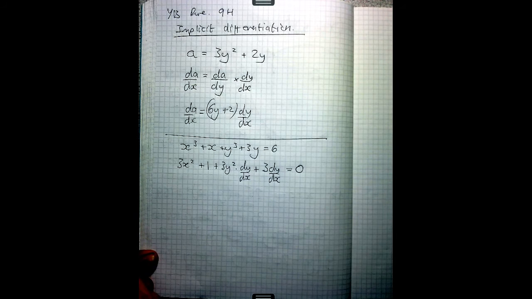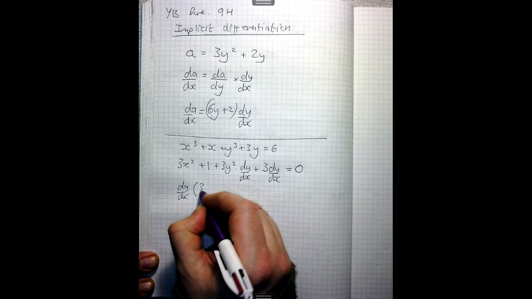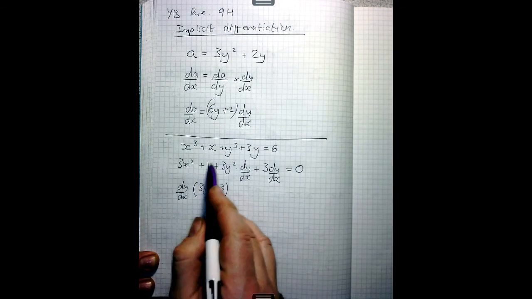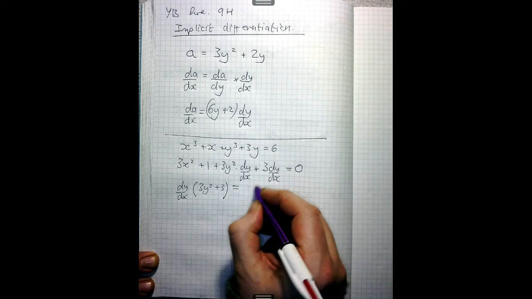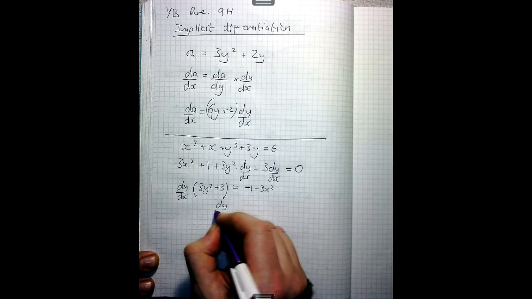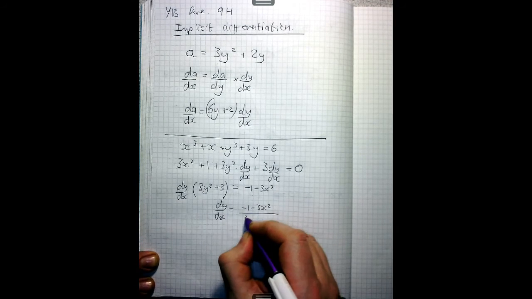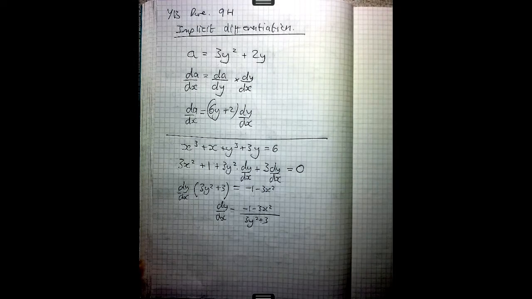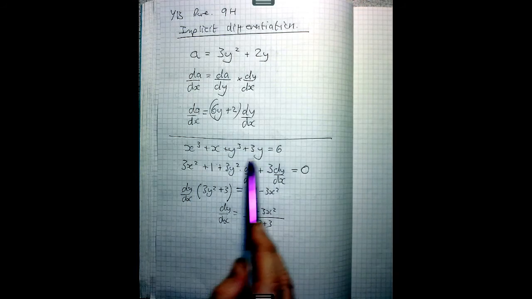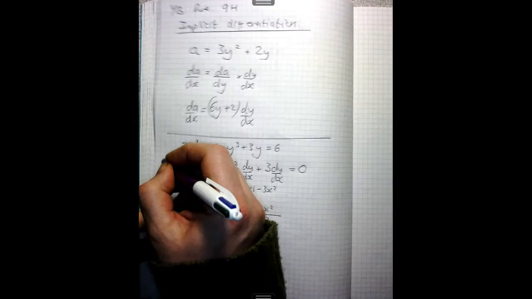Now I make dy/dx the subject, so dy/dx times (3y squared plus 3). So I've taken dy/dx out as a common factor, and I'm going to move both of those terms to the other side. So dy/dx is an expression which contains both x and y. And that makes sense because, if you like, my original equation had terms in both x and y. That was example 21.